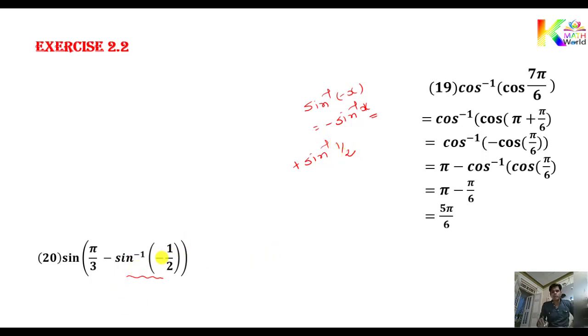Or you can directly use the negative value, first group function. So fourth quadrant, clockwise direction you can write. So what should be the answer? Sine 30, that is 1 by 2. So what should be the direct answer of this one? Minus of which one? Sine 30. 30 means pi by 6. So direct answer of this one, that is minus pi by 6. Or this way also you can calculate. So minus minus plus. Two ways you can calculate.